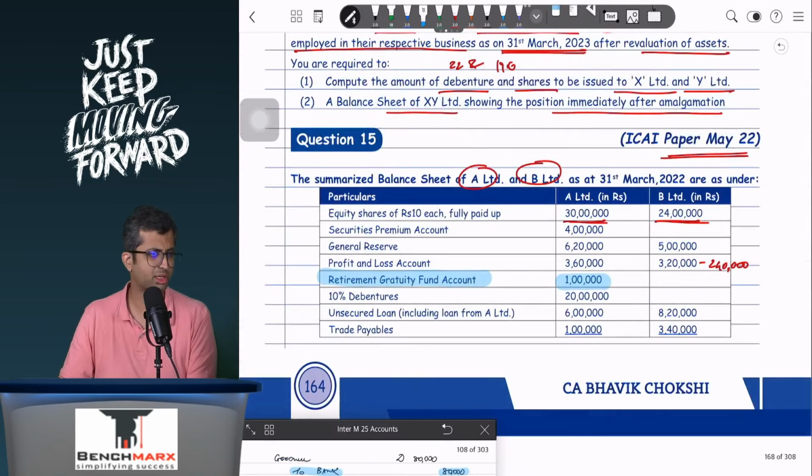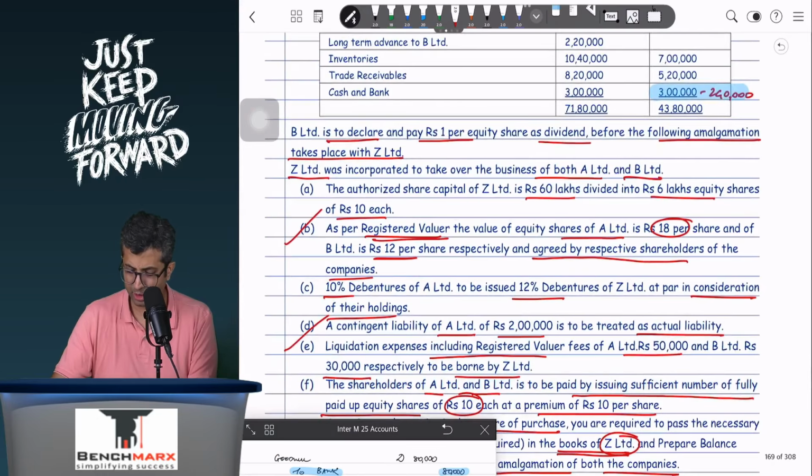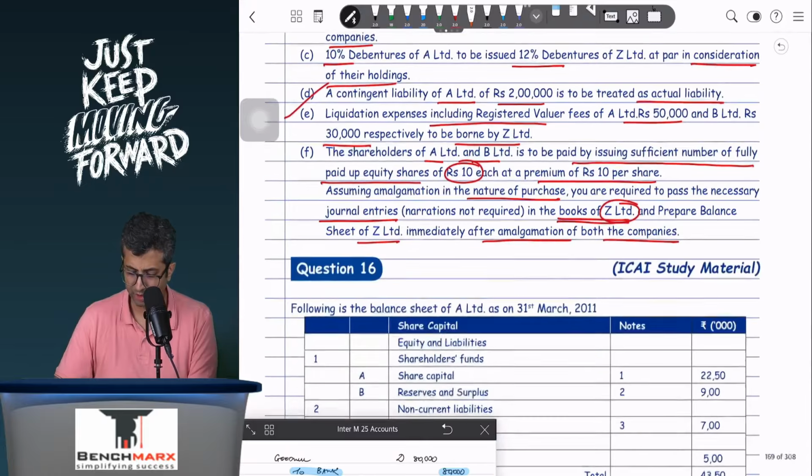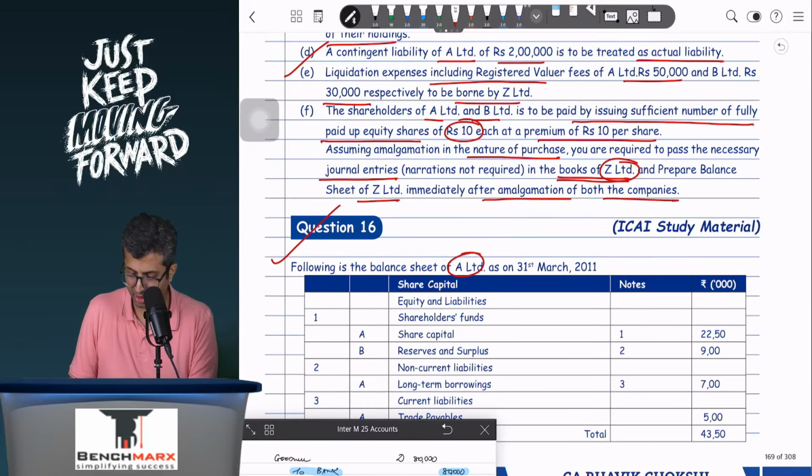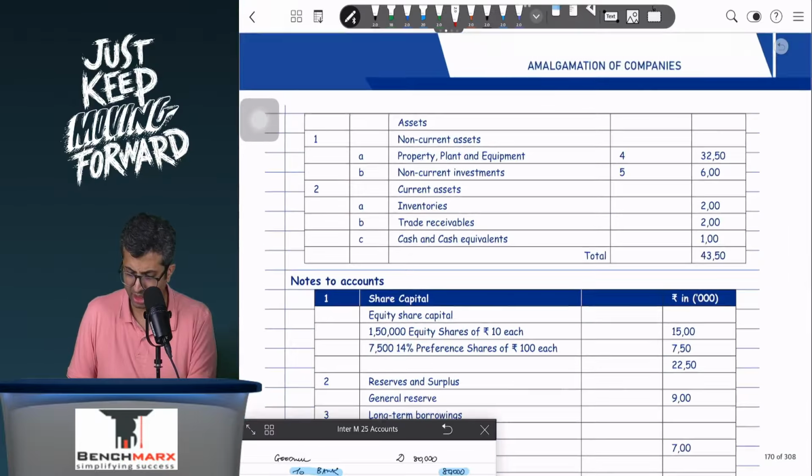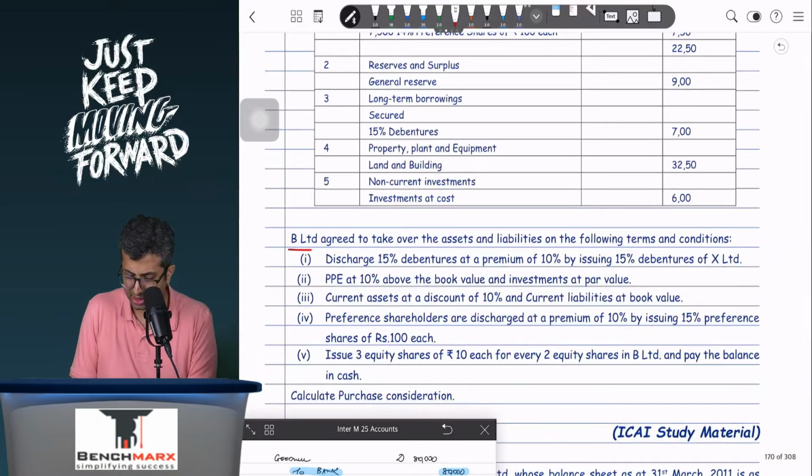Question number 15. Nothing significantly different, just that you should be clearly aware of this registered value or adjustment. Next, you go to question number 16. Following is a balance sheet of A as on 31st March 11. You have been given the entire balance sheet of A, and then B has agreed to take over the assets and liabilities on the following terms and conditions.